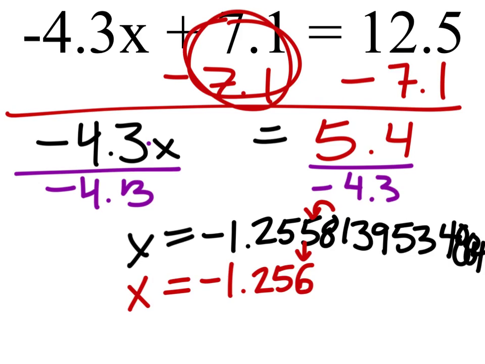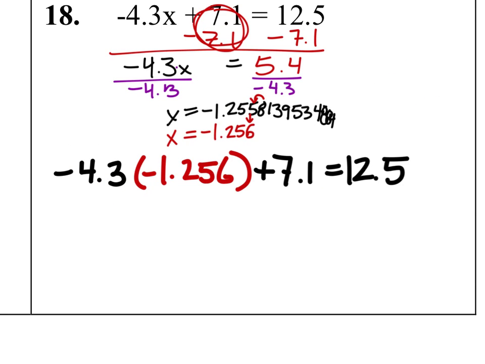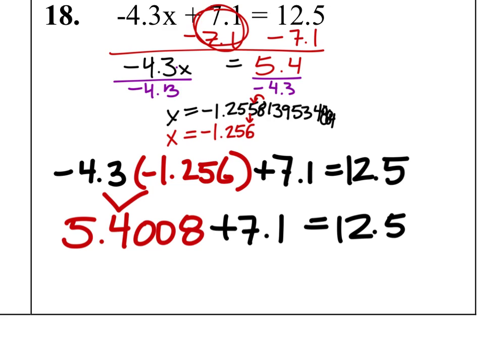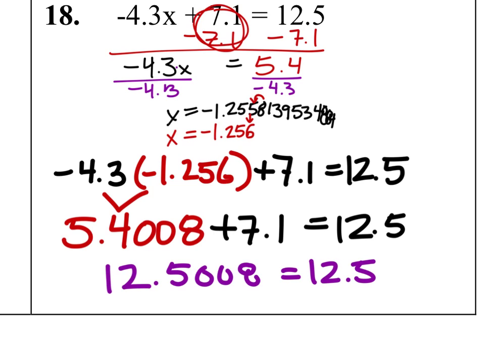Now we will check this. So to multiply these two decimals, negative 4.3 times negative 1.256. Again, we're just checking to see if this is a true statement. So 5.4008 plus 7.1 is 12.5008, which equals 12.5. Now notice these two answers are different.